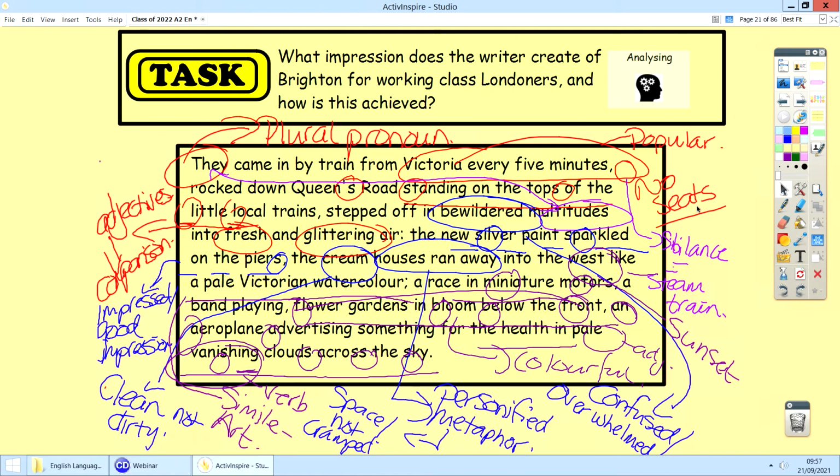We talked about the sibilance of the S here, minutes, Queen's Road, standing on the tops of the little local trains, stepped off. The S sound might be the wind going past them. We talked about the fact that it might be the sound of a steam train, maybe. We talked about the adjectives and the comparison, fresh and glittering air, and it immediately makes us think of the comparison to the polluted London air with all the smog going on. And we had a look at some of these other things as well, which you can have a look at and make notes on. Okay, let's move on.